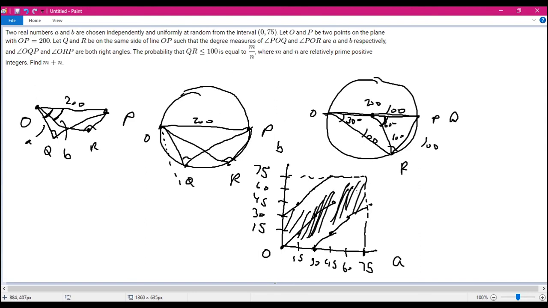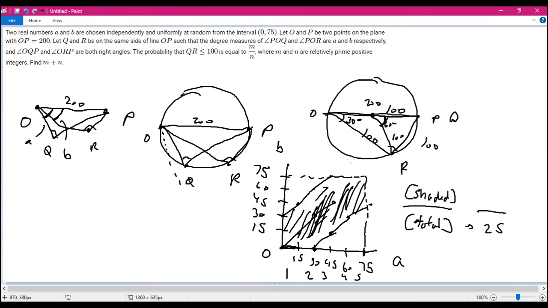How does geometric probability work? We find the area of this region, the area of the shaded, divided by the area of all possible, so the total. The total is easy. We have 75 here and 75 here. To make it easier, every 15 we'll call a length of 1. So the square has a length of 5 and a height of 5, so the total is 25.